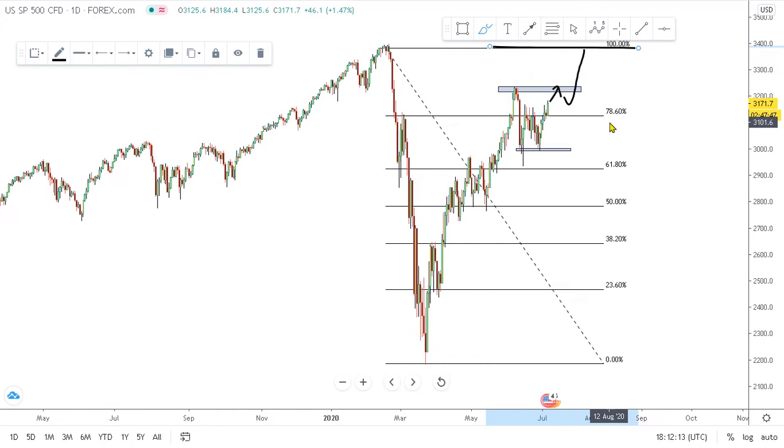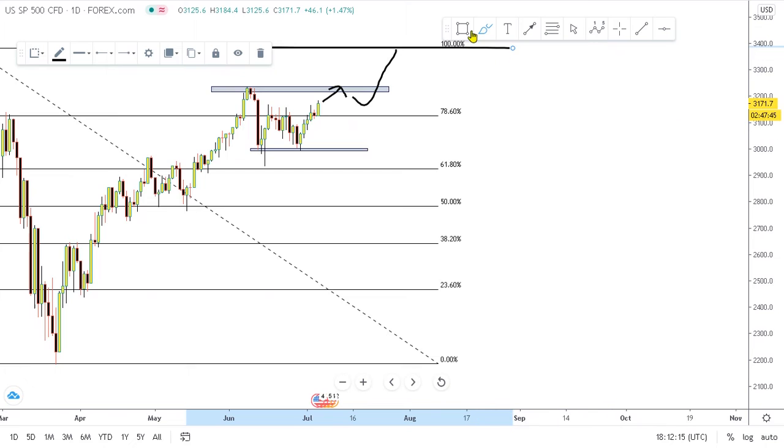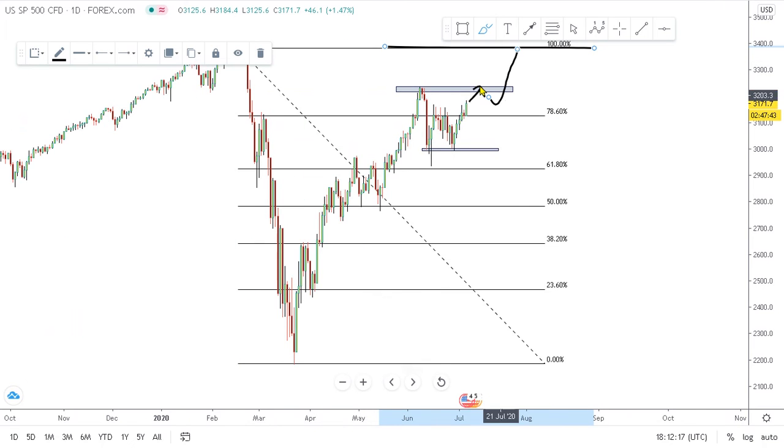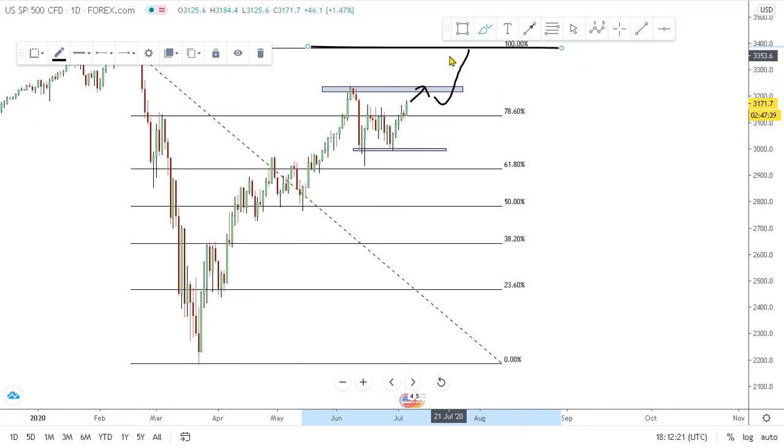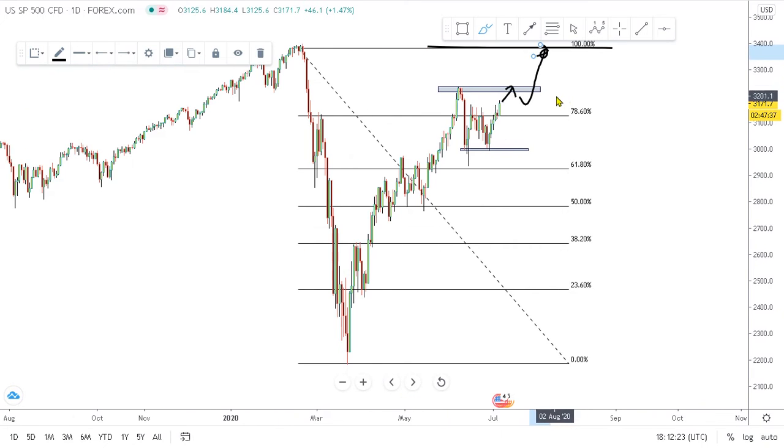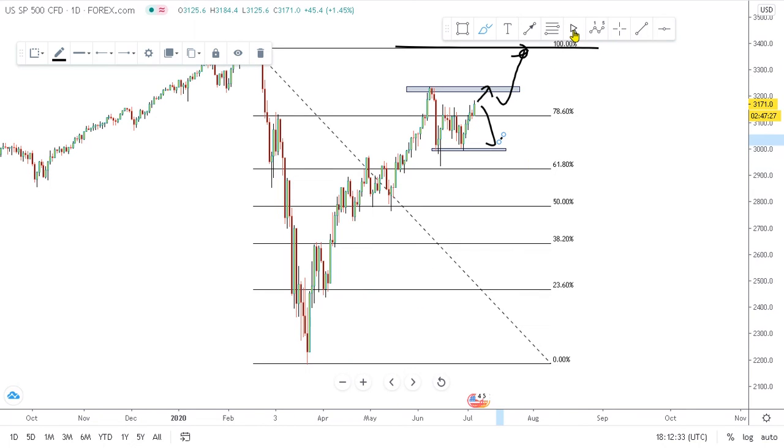So in the coming days or coming months, let's see, I believe in this kind of setup that price might touch this point again, or else the second scenario would be price might come down to retest this level. Let's see how it goes.